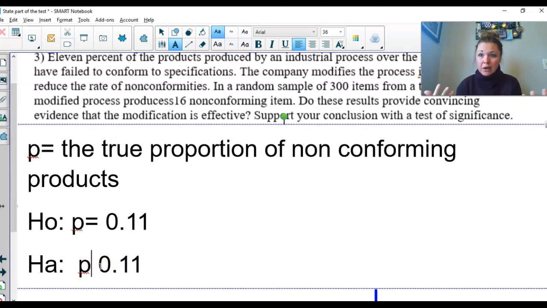Is it a less than, a greater than, or a not equal to? And now what they tell us is, is there evidence that this modification is effective? Which means, how would we want that percentage to go? Do we want the 11% to be greater than, less than, or not equal to? Well, it's not good to have non-conforming products. So we want that to go down, right? So we're gonna put a less than symbol right there.